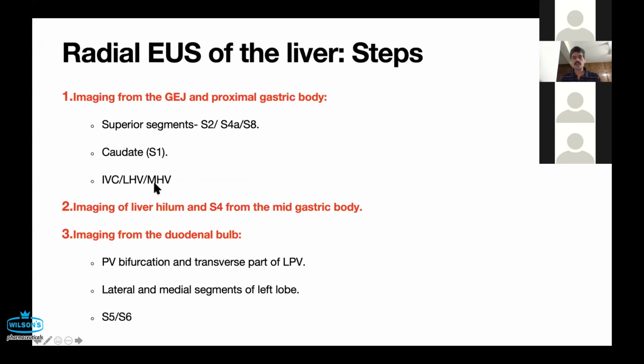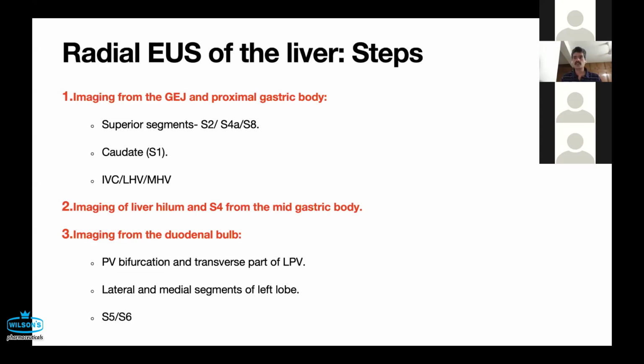You can see the caudate very well. You can see the left hepatic vein and the middle hepatic vein with confidence. Unlike what is written in the books, you can image the liver hilum and S4 very well from the mid gastric body, like the linear EUS scope from the proximal gastric body. From the duodenal bulb, it can show you the portal vein bifurcation, the transverse part of the left portal vein, the left lobe, but also these segments which are exceptionally difficult to see with the linear probe, which are segment 5 and segment 6. Segment 6 you cannot see with the linear probe. So radial EUS does have some advantages.